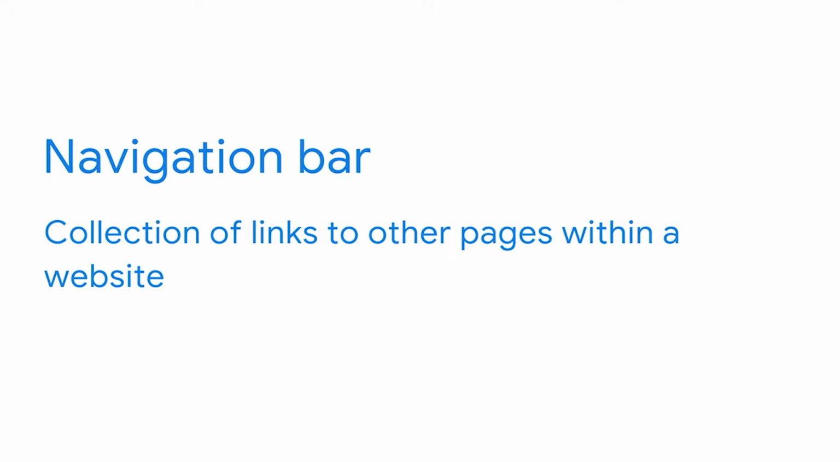At the top of an e-commerce store is a navigation bar, which is a collection of links to other pages within the website. The navigation bar helps customers find the section of a website that will be most useful for them. It typically stays at the top of the website, no matter which page a customer is on.